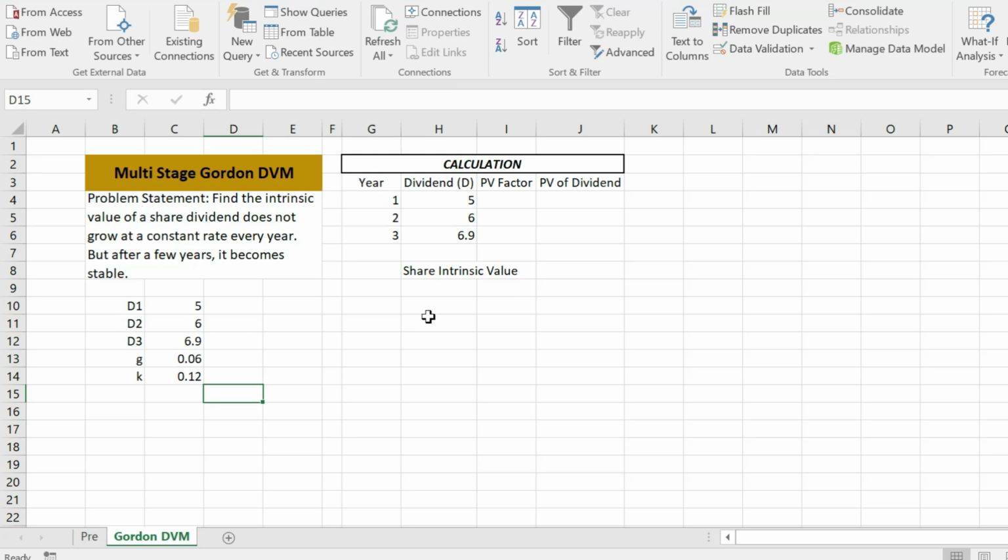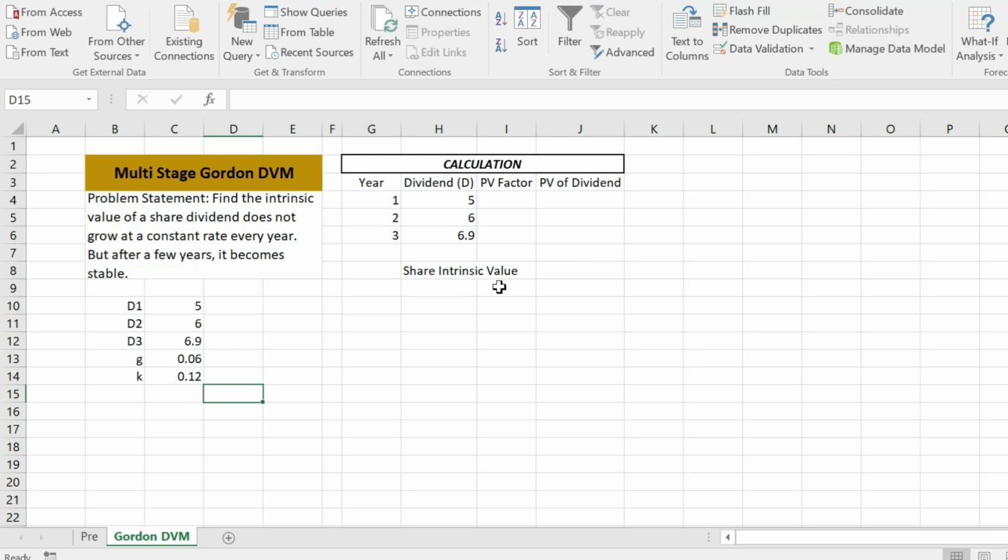In real life, a company's dividend does not grow at one fixed rate forever. For example, during the early years, it may grow faster, and after some time, it becomes stable. So we divide it into two parts. First is the non-constant growth stage, where the dividend changes every year, and then the constant growth stage, where the dividend remains forever at one steady rate.